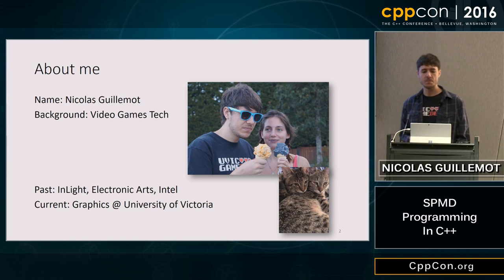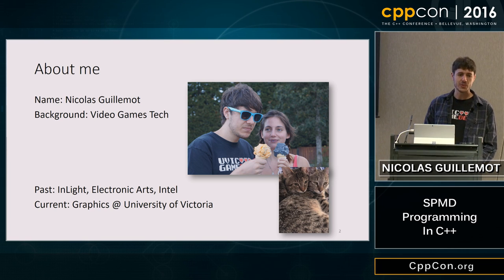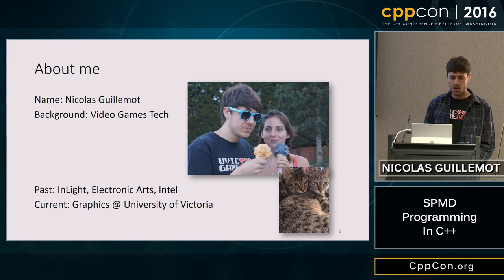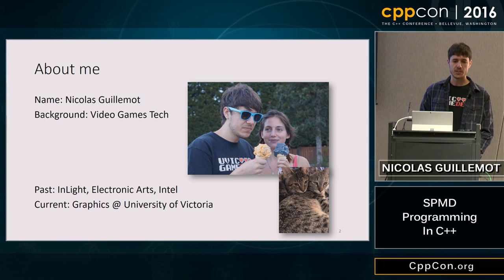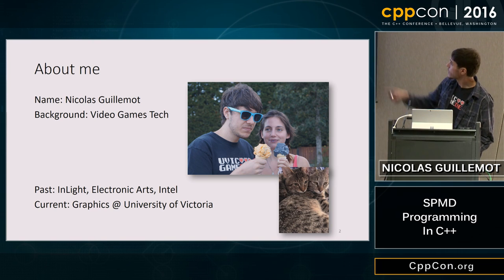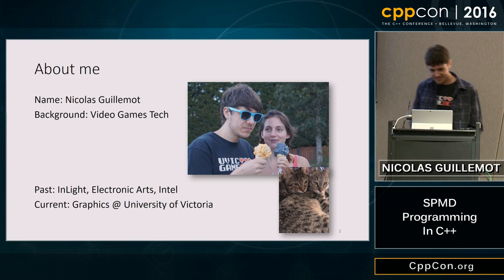So just a little bit about me. My name is Nicolas. I mostly work in video games technology. In the past, I've worked at some game studios like Inlight Entertainment and EA Sports. I've also worked at Intel doing graphics. Right now, I'm working in a computer graphics research lab at the University of Victoria. By the way, that's me. That's my girlfriend, Jessica. And these are our two cats.